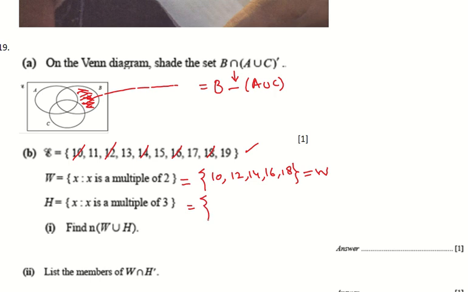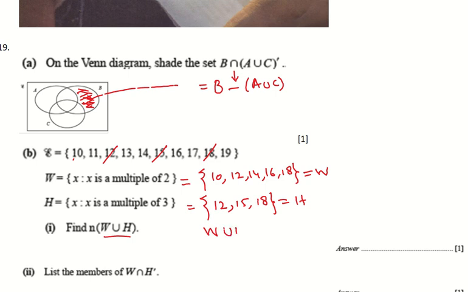H is also the multiple of 3. So the numbers which are divisible by 3 are 12, 15 and 18. Only 3 numbers are divisible by 3: 12, 15 and 18. This is the set H. Now first we find W union H, then count the number.